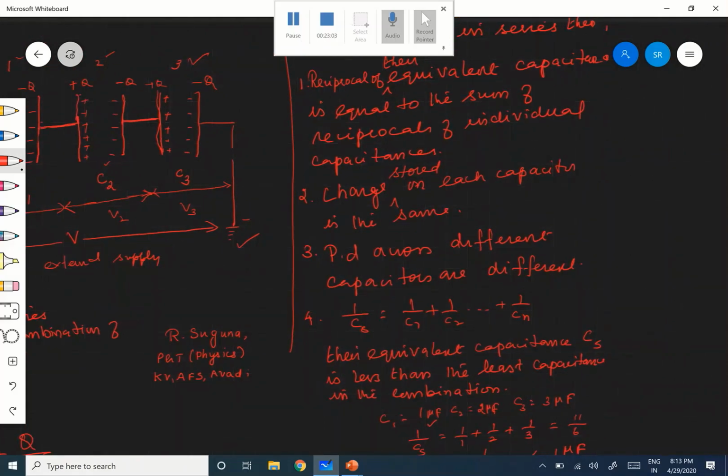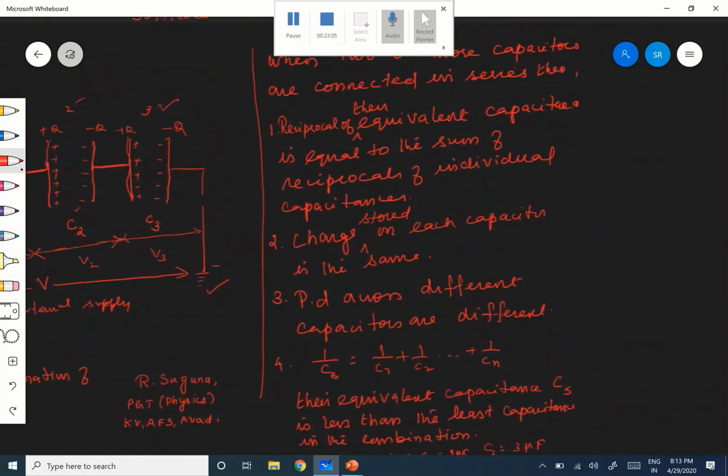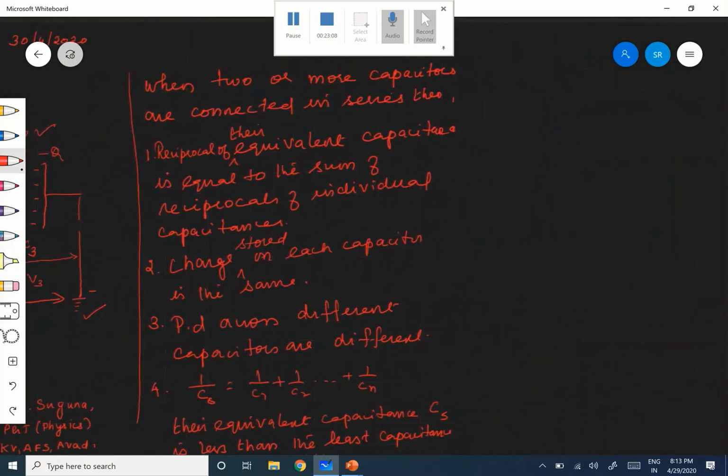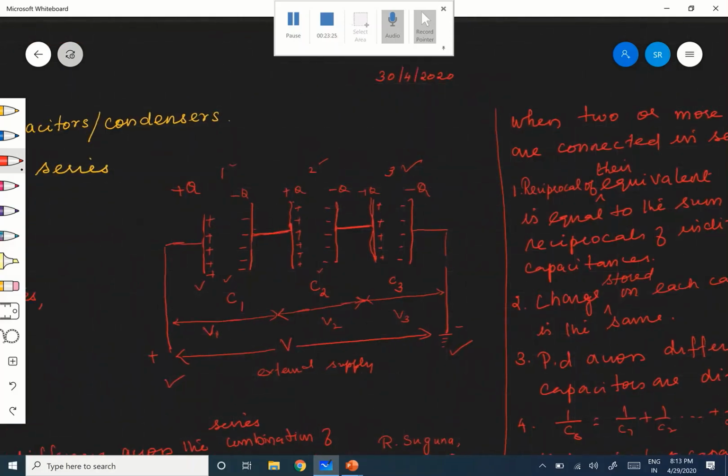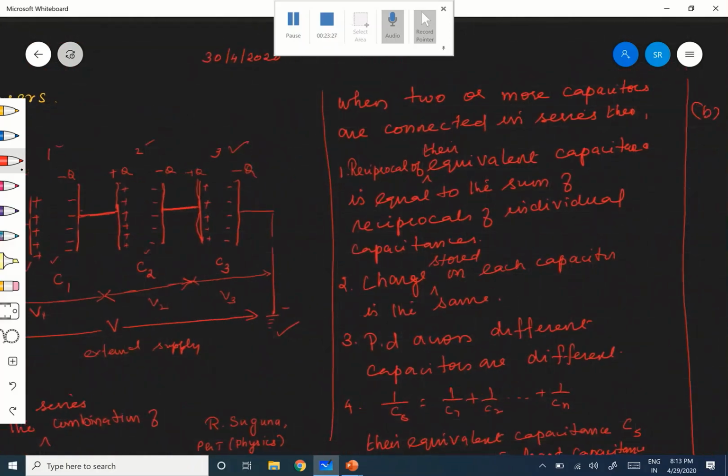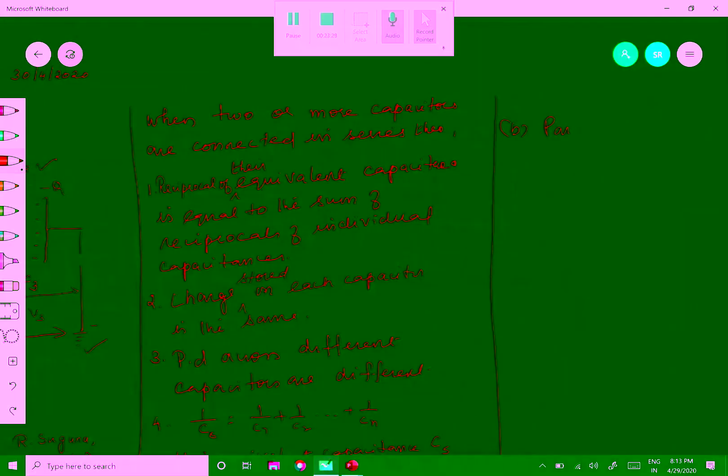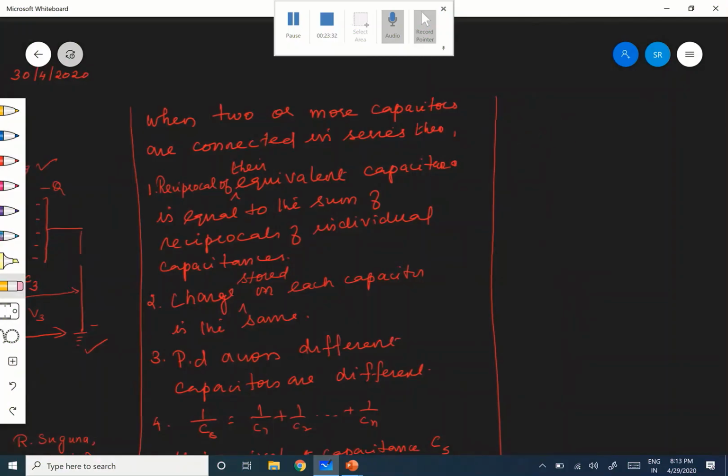These are all the results for the series combination. Now we are going to the parallel combination. Second one, B, is the parallel combination. Now it is capacitors, the same thing: capacitors in series and capacitors in parallel.